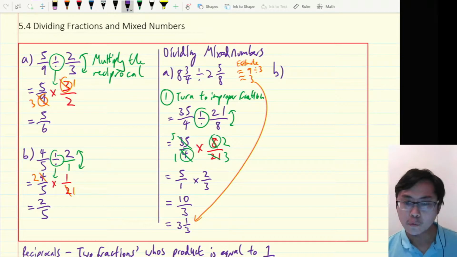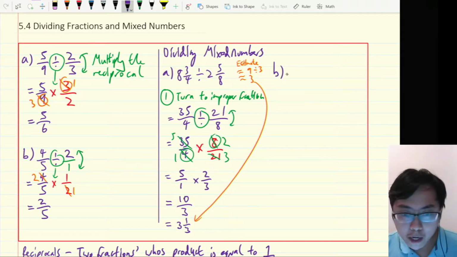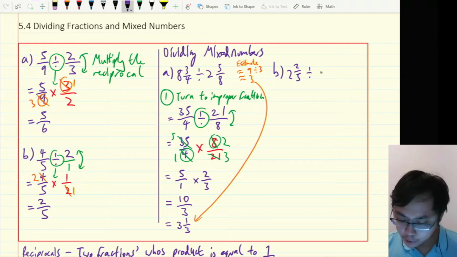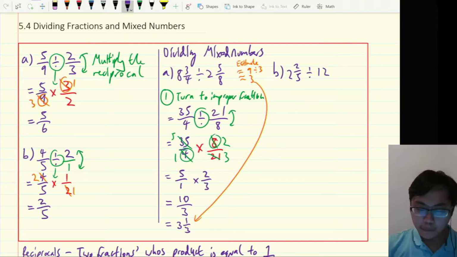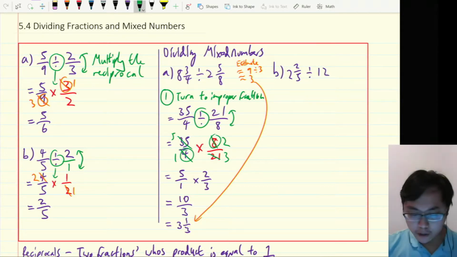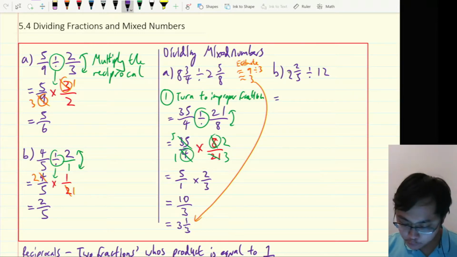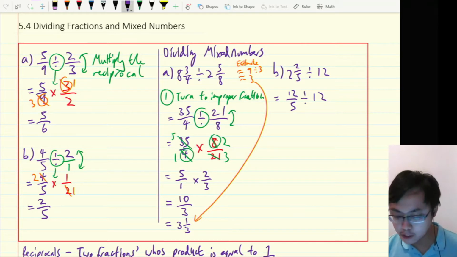This time we have a mixed number divided by a whole number, okay? So we have 2 and 2 over 5 divided by a whole number 12. Okay, so first of all, we want to convert our mixed number into an improper fraction. So let's do the first step. 2 times 5 is 10 plus 2, that's going to be 12 over 5. And then I'm just going to rewrite that as divided by 12. I'm not going to make any changes.